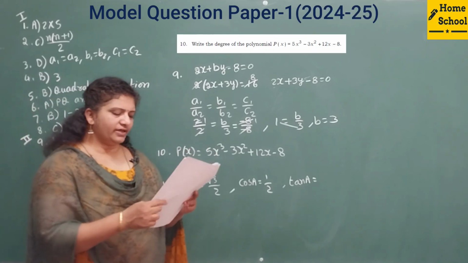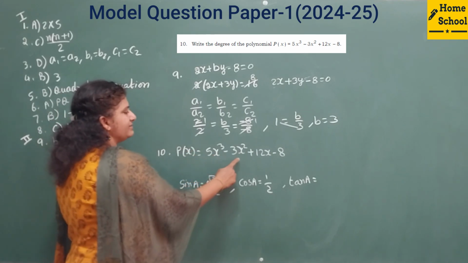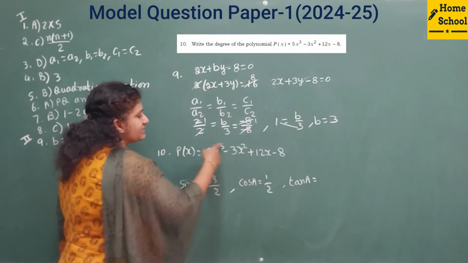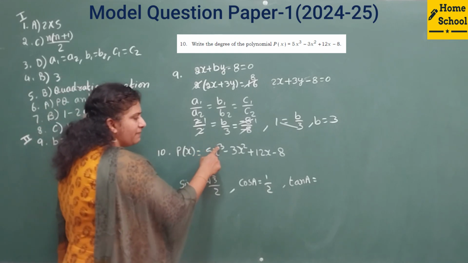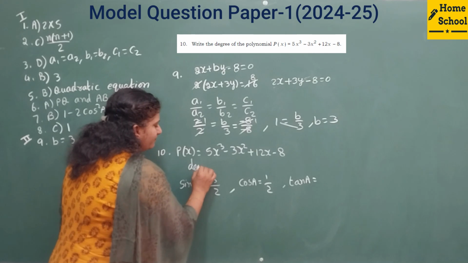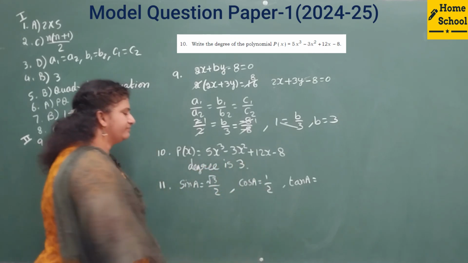10th one. Write the degree of the polynomial p of x is equal to 5x cube minus 3x square plus 12x minus 8. Observe here, the highest power is the degree of the polynomial. So what is the highest power? 3. Therefore, the degree of the polynomial is 3.